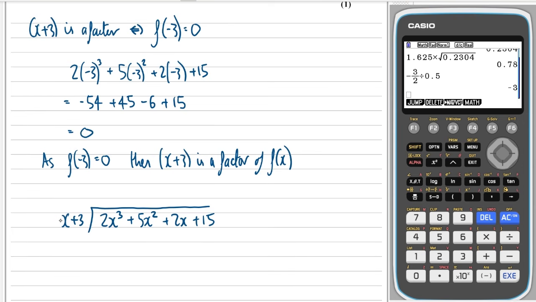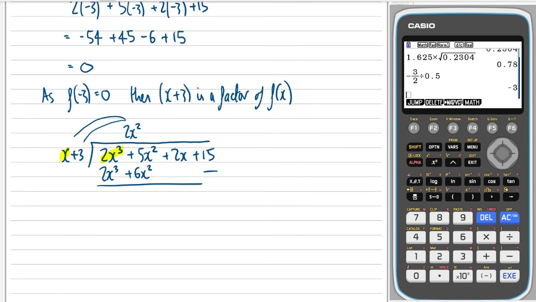Okay, so we look at the lead terms. We've got an x and we've got a 2x cubed. If we divide 2x cubed by x, we get 2x squared. We then multiply that down by the x and the 3, which gives me 2x cubed, and 3 times 2x squared is 6x squared. And then we subtract. 5 minus 6 is minus 1x squared. And we can bring down that 2x there, and the 15. Now this is my new lead term, minus x squared divided by x will give me minus x.